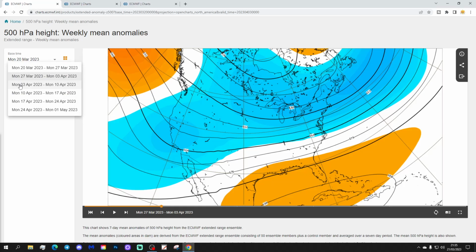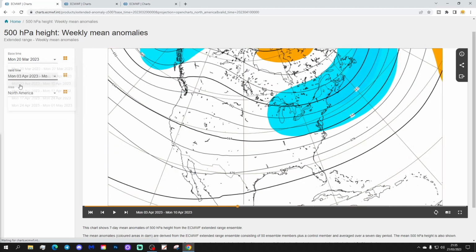Okay, week 3 will be the 3rd to the 10th of April. This is it. So we get some low pressure then setting up to our east and our northeast. Could be a little bit of a ridge starting to appear out west, I wonder. Let's put in a question mark.